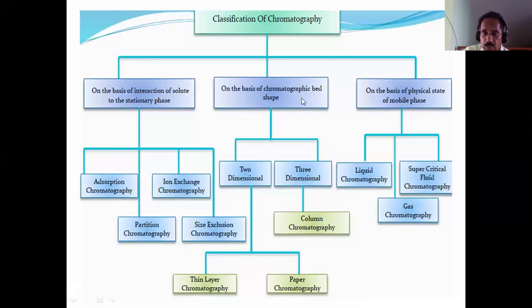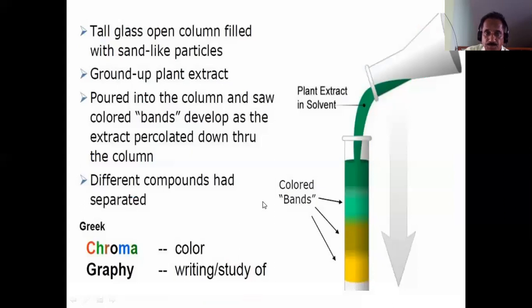Due to the difference in their physical and chemical properties, we can separate a mixture of compounds into individual compounds by different chromatographic methods: column chromatography, gas chromatography, paper chromatography, or thin layer chromatography, etc. So here is one example for the separation of a mixture of compounds. It is a green plant extract.